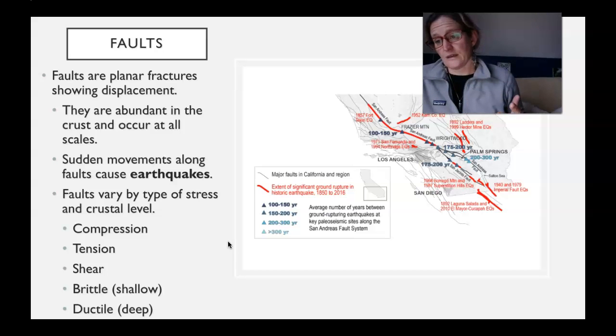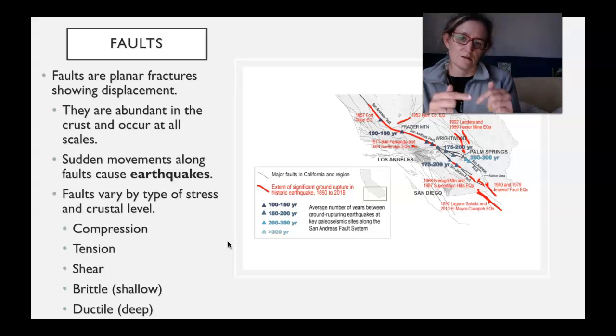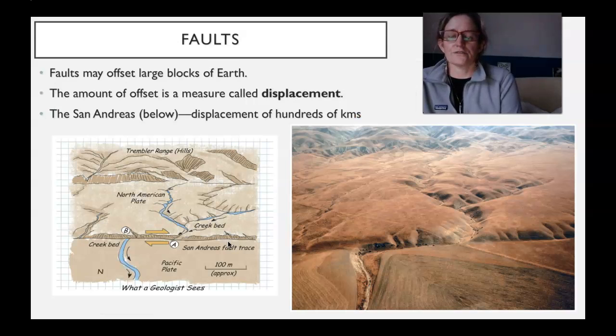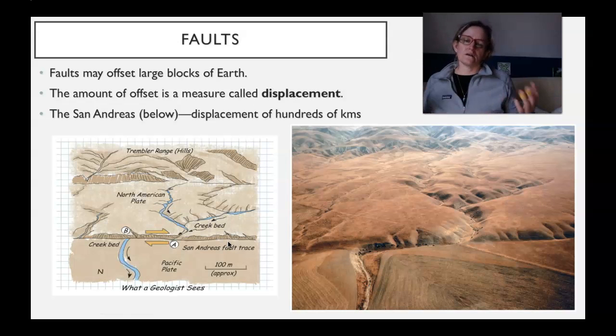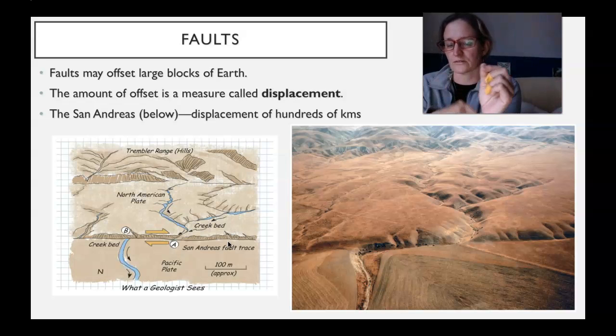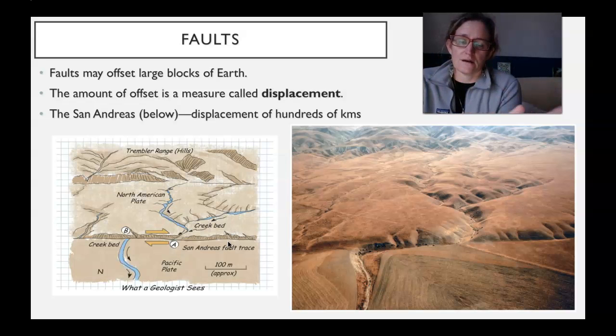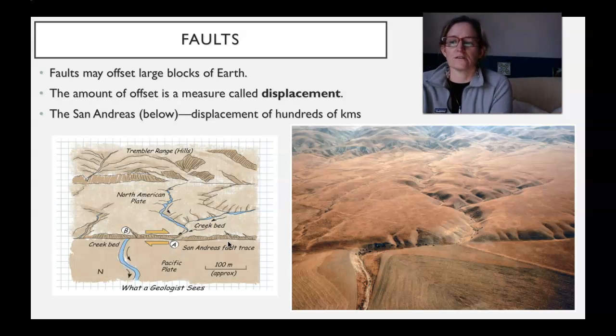Faults are going to happen in all the different stresses. So compression, tension, shearing are all going to have faults associated with them. The faults offset, they're different scales. So they can offset big pieces of the Earth's crust, or they can be found under a microscope just in deformation within different mineral grains. Either way, that offset is called displacement. So here's an example with the San Andreas, where displacement is hundreds of kilometers along the San Andreas Fault.